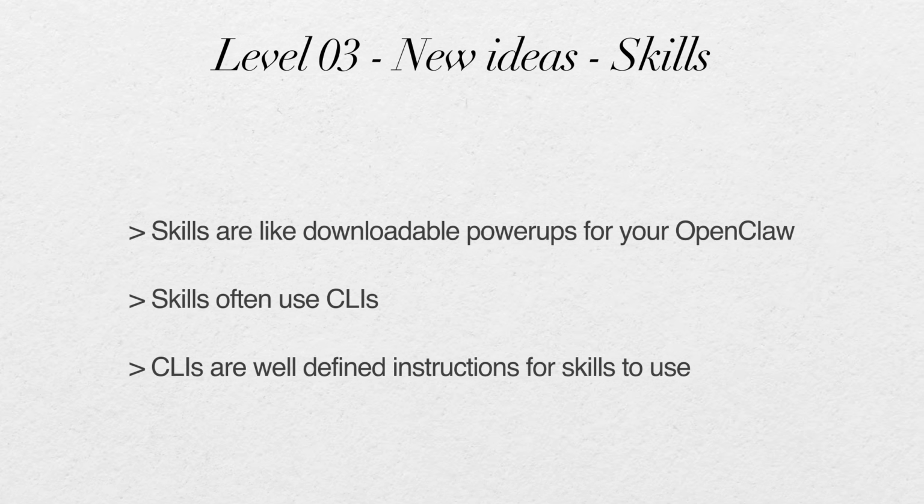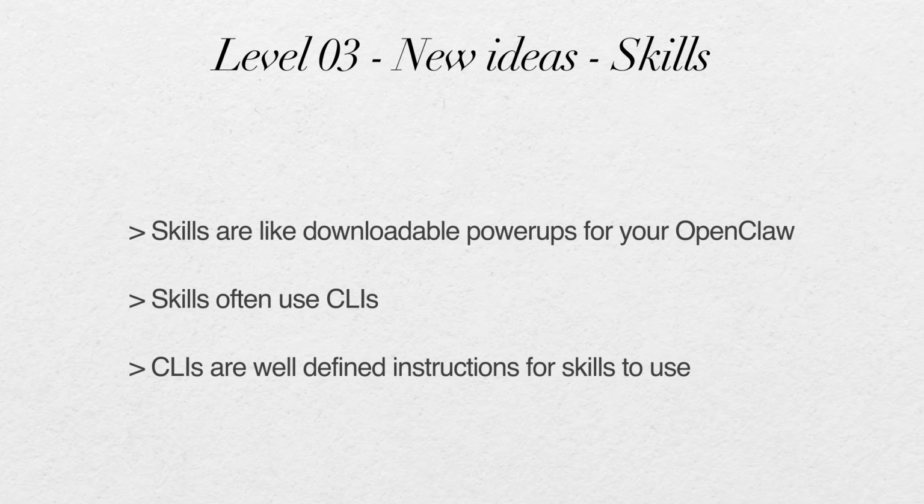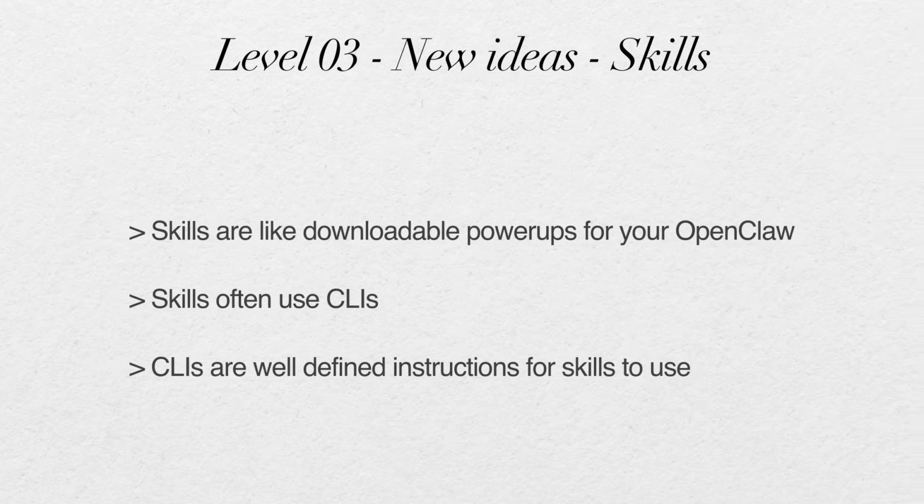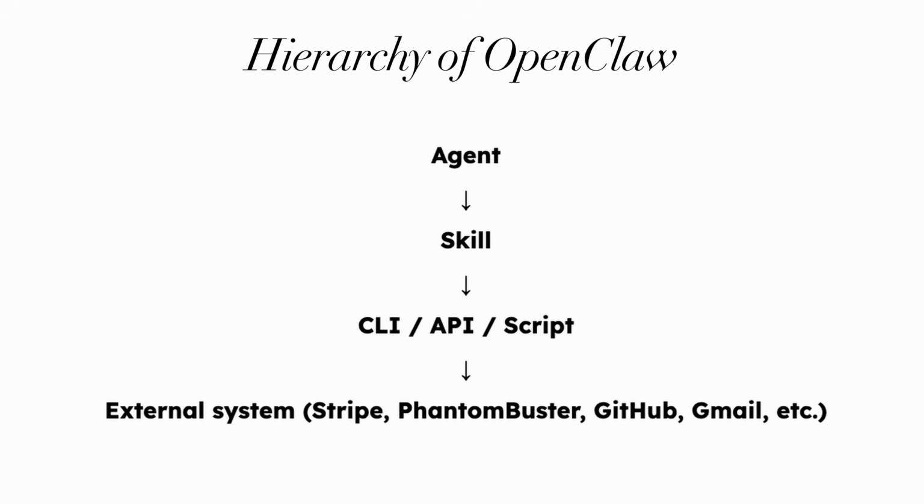But skills don't only use CLIs, they can also connect to APIs of certain tools, run scripts, and do a bunch of other stuff. This diagram is really handy to understand this. So at the top level, we have agents. An agent can have and use multiple skills. Within a skill, you'll have CLIs, API connections, scripts, even a few other things. And then the CLI or the API might connect to an external system. So like we mentioned, Phantom Buster, Stripe, GitHub, Gmail, to actually pull the data that you need. Now, if that's a little confusing, don't worry. Right now, we are going to jump into, you guessed it, specific use cases.